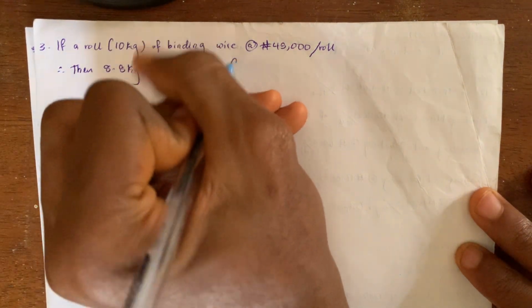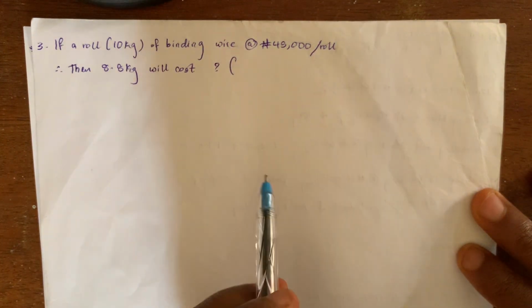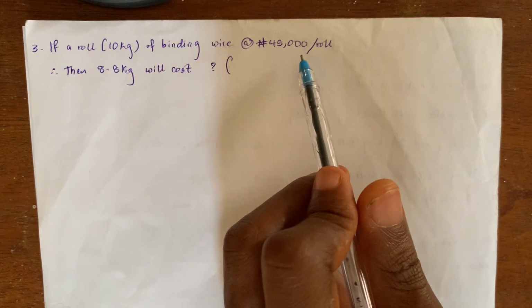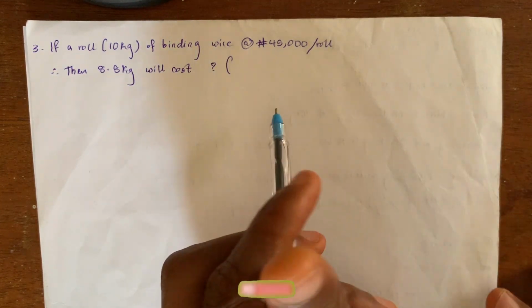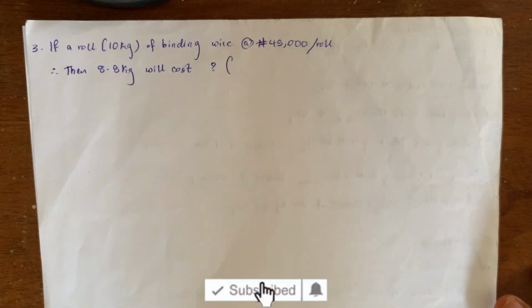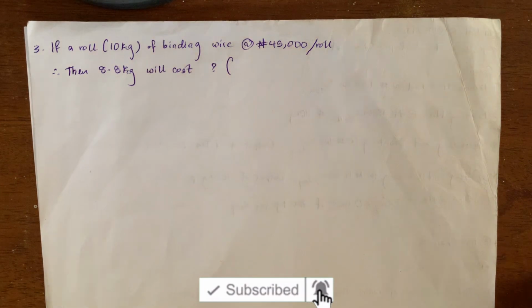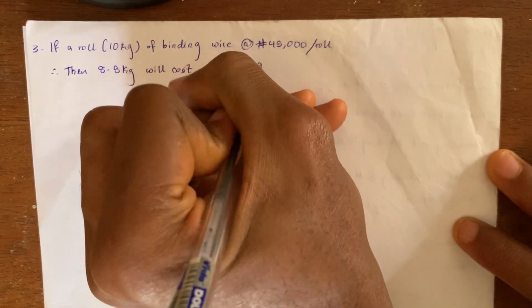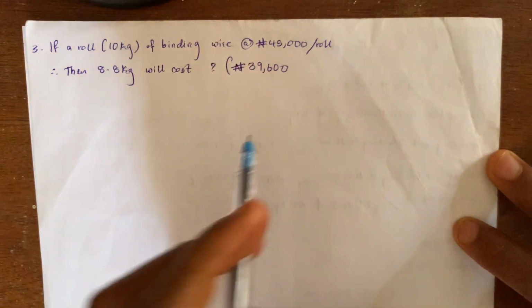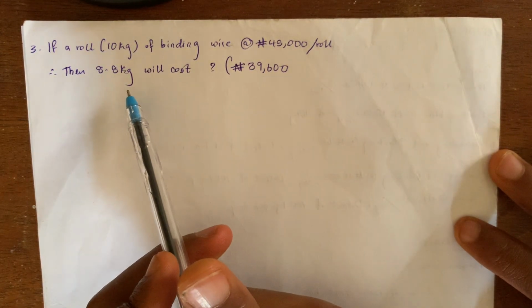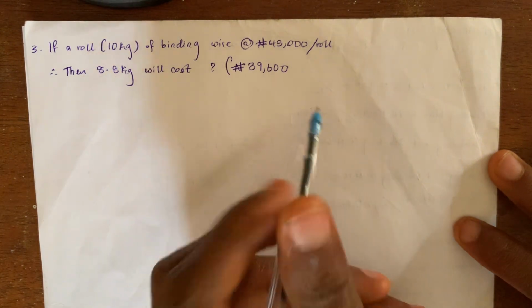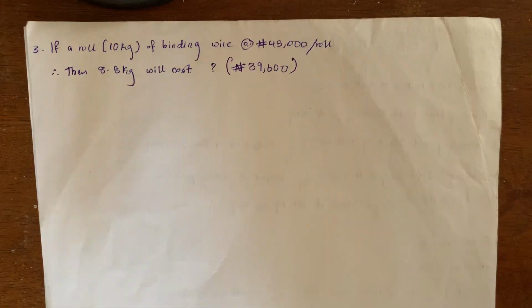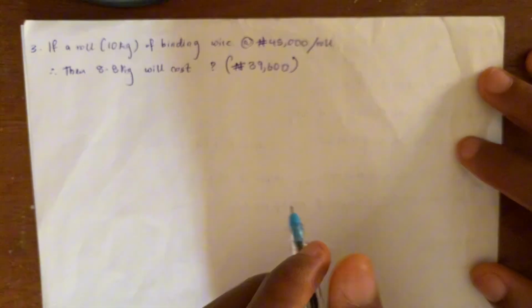x. So when you cross multiply, x will now become 8.8 multiplied by 45,000 naira divided by 10. So when you do the math, you are going to be having 39,600 naira. So it means that 8.8 kg of binding wire will cost 39,600 naira.